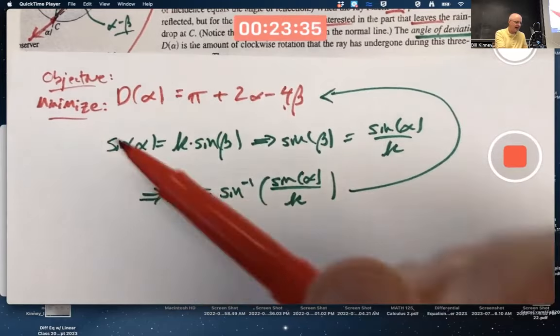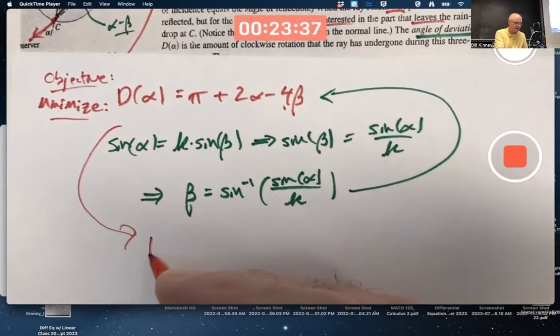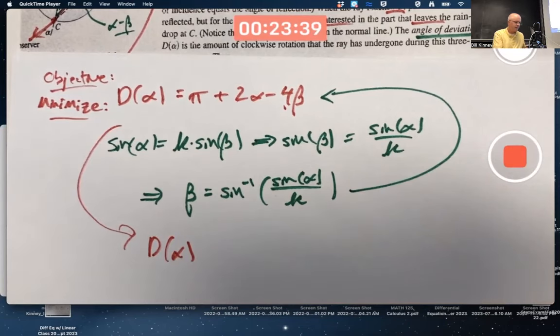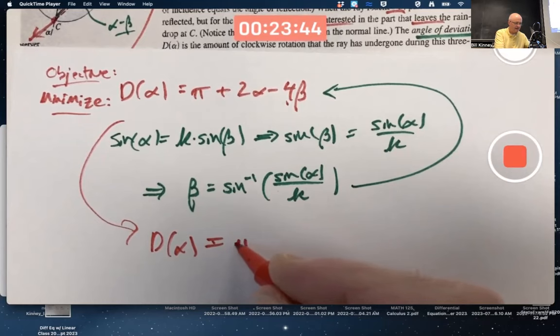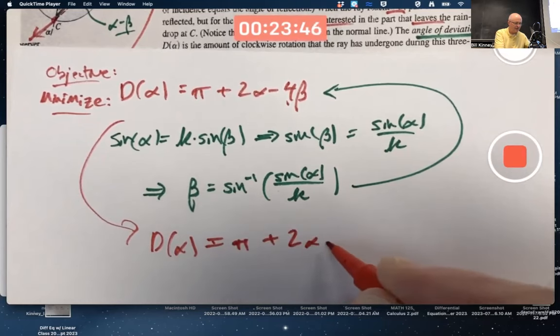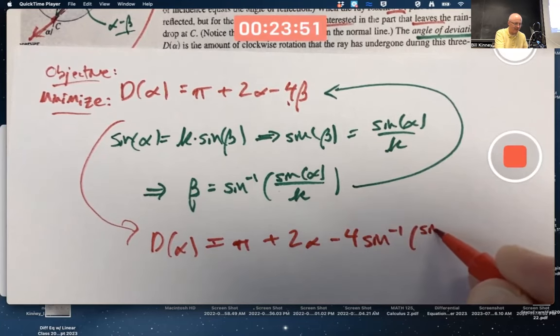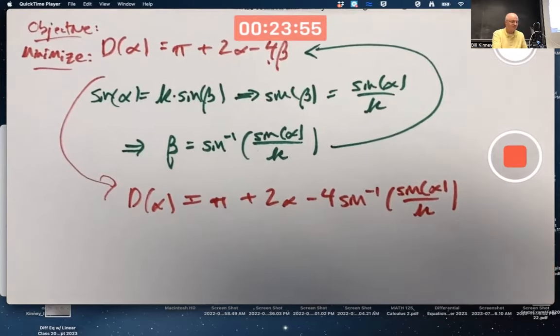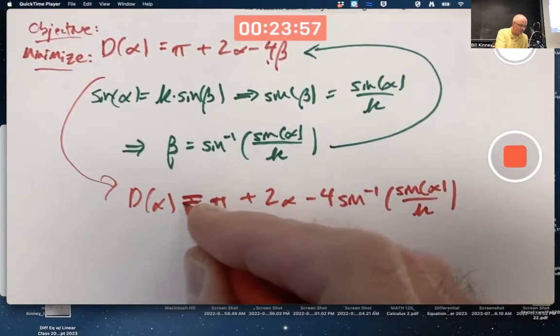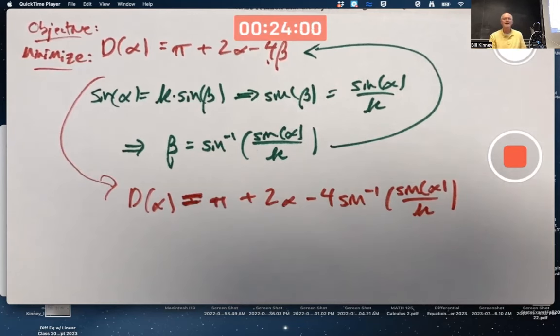So this all implies that D of alpha is pi plus 2 alpha minus 4 times inverse sine of sine alpha over K. Ugh. That's an equal sign here. This is the function now I have to minimize. I got to differentiate this with respect to alpha. Yeah, it's not too bad.